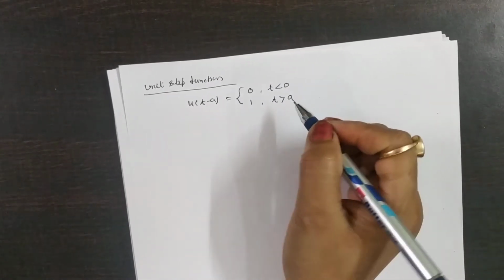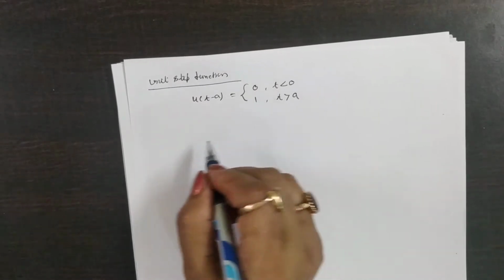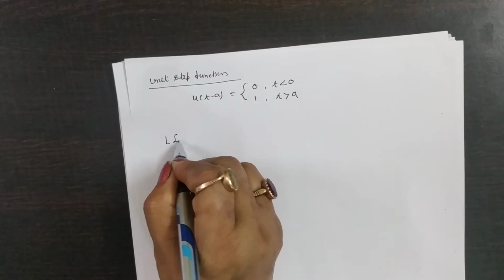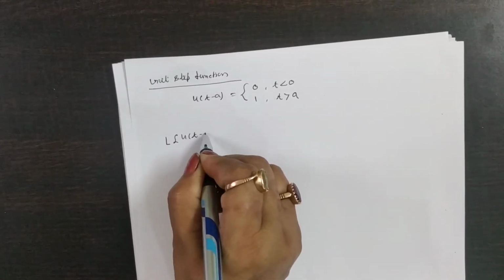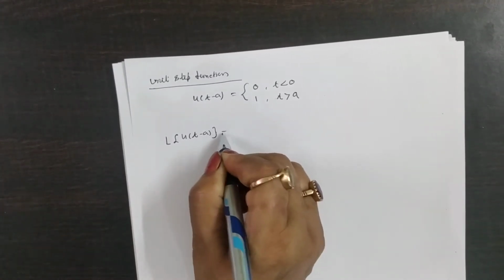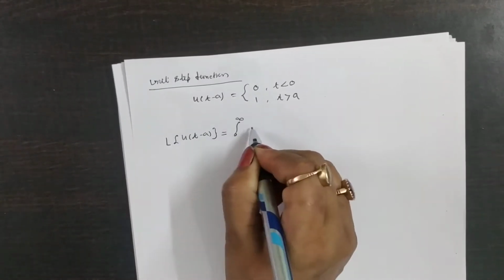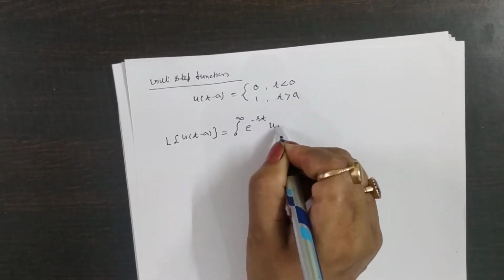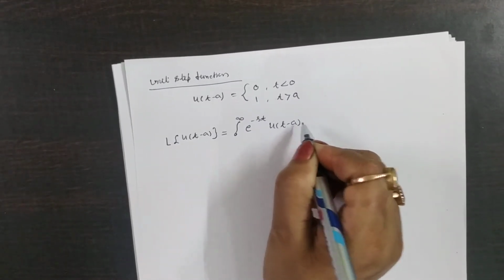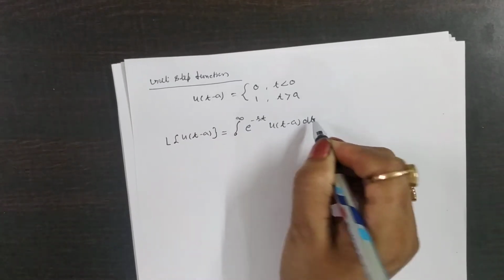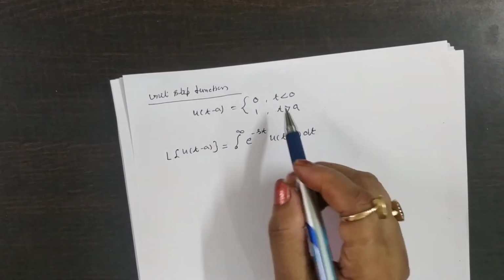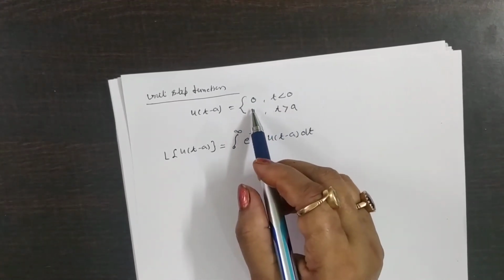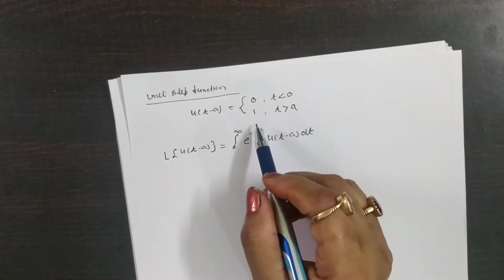Now we want to find the Laplace transform of this unit step function. Therefore, taking the Laplace, that is Laplace of u(t minus a) is equal to the integral from 0 to infinity of e to the power minus st u(t minus a) dt. Now, the unit step is 0 for t less than a, and for t greater than a, the value is 1.